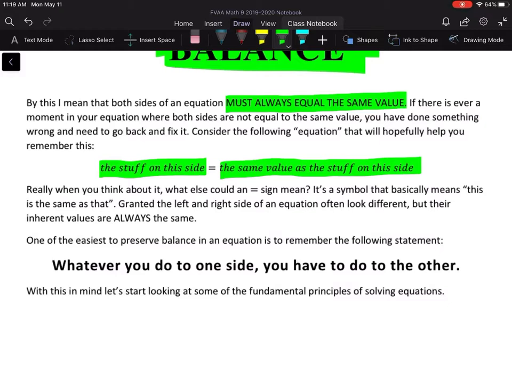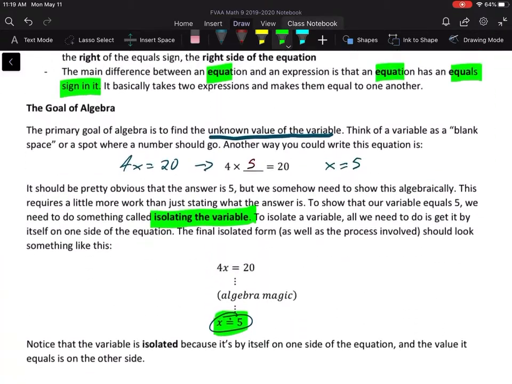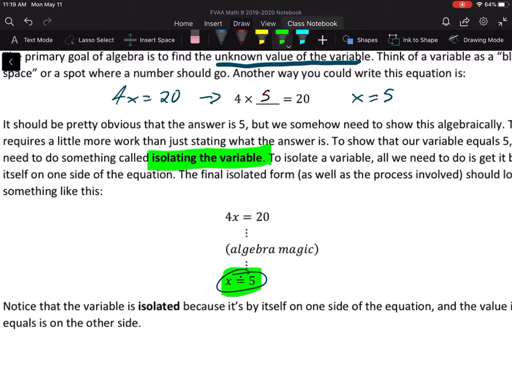So really, when you think about it, what else can an equal sign mean? That's what an equal sign means, right? It just means what is on the left side is equal to what's on the right side. It's a symbol that means this is the same as that. Granted, the left side and right side of the equation often look different, but their inherent values are always the same. Okay?